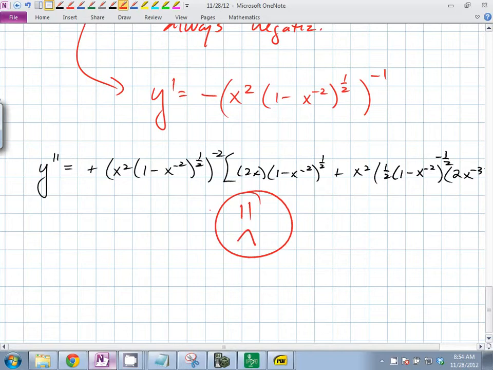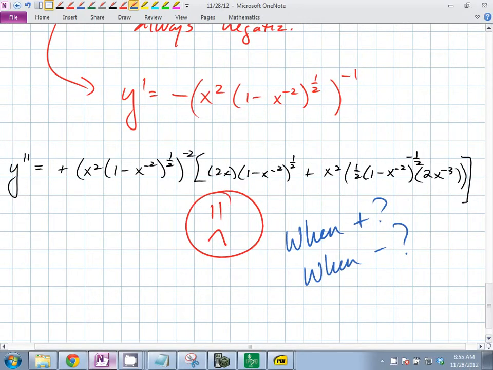Again, though, we have this second derivative. Why are we looking at the second derivative? Because we're trying to figure out where it's what? When it's positive, and when is it negative, right? Is that correct? Let's just take a look at this for 1 second, okay? Do you see any other way of doing the derivative of this? No. It's going to look ugly, right?